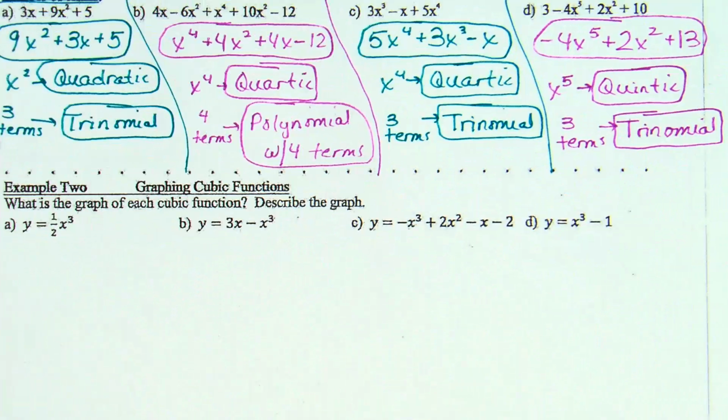Okay, the bottom part, you'll notice it says graphing cubic functions. You'll notice they are all cubic functions we are graphing. We're going to graph 2 of them together to look at them. We're not going to graph all of them, but it's asking what is the graph of each cubic function, to describe the graph.